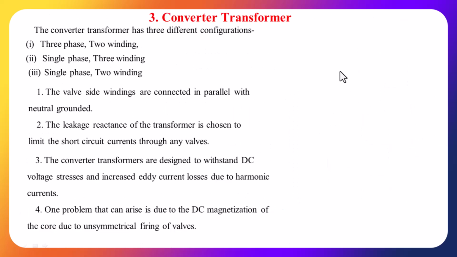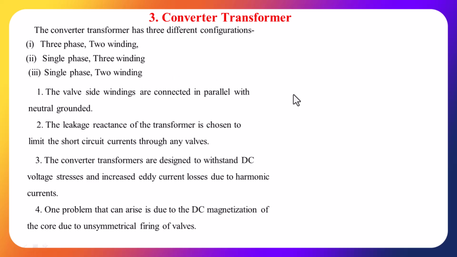The third important component is the converter transformers. Already we have seen in the block diagram that at the rectifier station we use one transformer, and at the inverter station we also use a transformer. How are we going to select this transformer? There are three different transformers used in an HVDC system at the stations. One is 3-phase 2 windings, meaning 3-phase windings kept on a transformer with 2 windings. Another is single phase 3 windings. The third is single phase 2 windings.